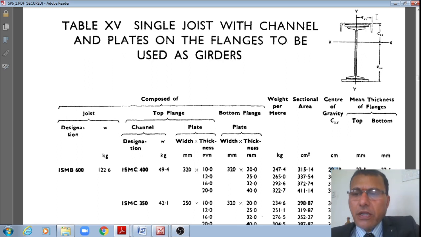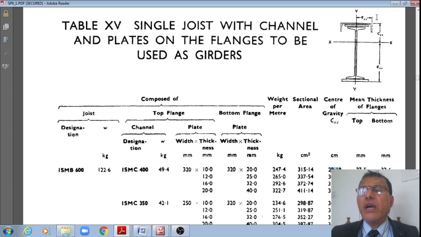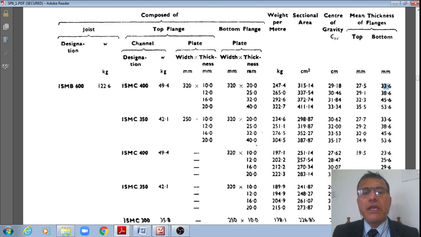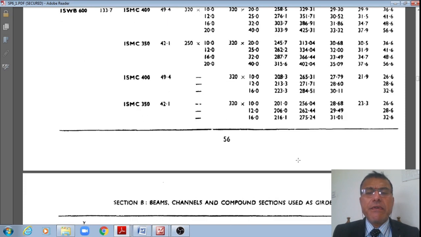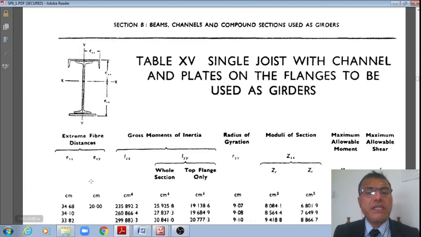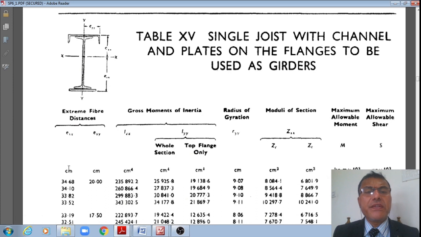Now next, similarly, you can have the mean thickness of the top flange equal to 27.5 mm and the mean thickness of the bottom flange as 33.6 mm, for which what are the relevant properties? The other relevant properties are like the extreme fiber distance, notated by EXX, which is 34.68. Now we have found out the CG, right?